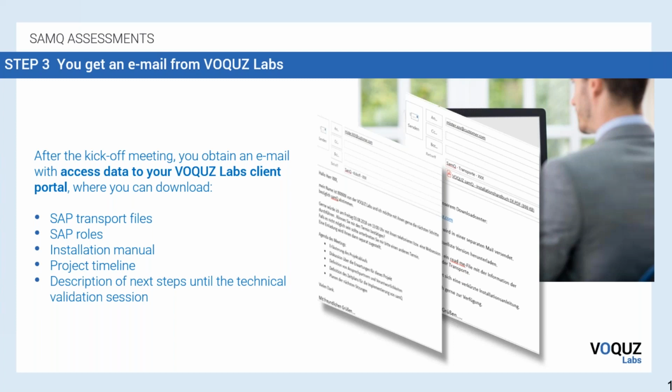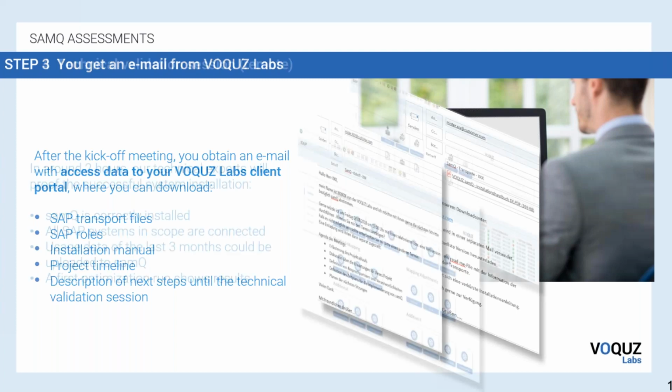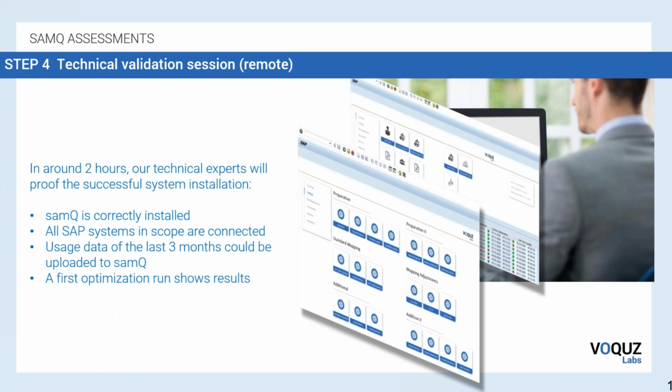We want to make sure that the systems that we need to connect to are connected correctly. We make sure that we can start pulling the first set of data and doing the customizing based on that, which is step 4. Well, pretty much step 2, we do the validation. As I said, it's a 2-hour session. We make sure that SAMQ is installed correctly, that all the systems that need to be connected are connected correctly, that we can upload the last 3 months of data, and then we can run the first optimization runs. And we do this together with you. So it's normally over the shoulder.